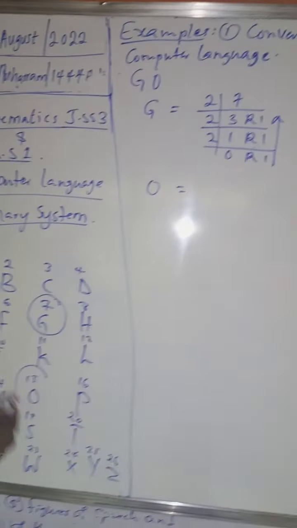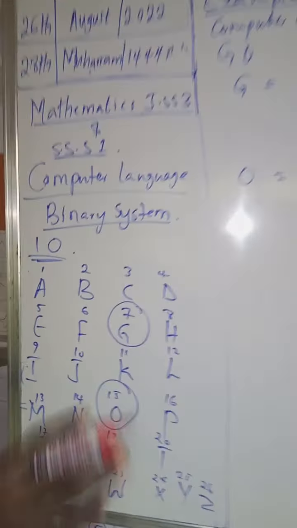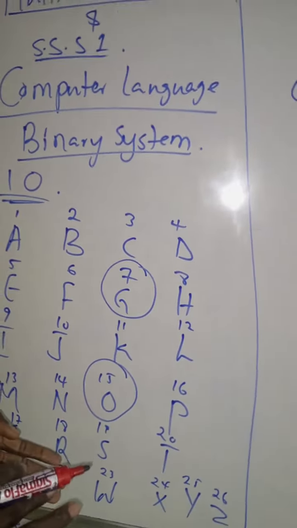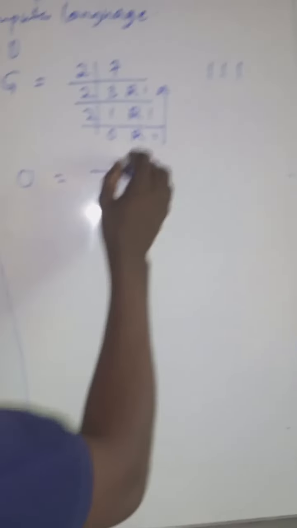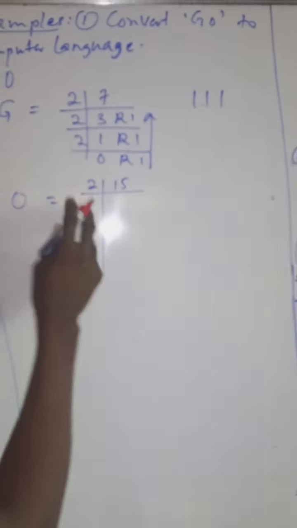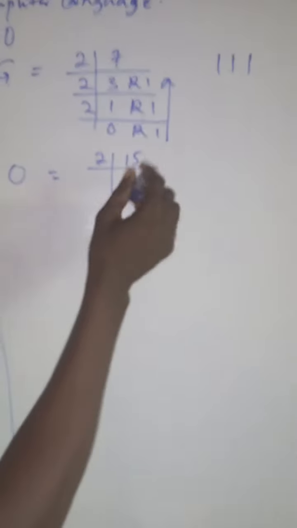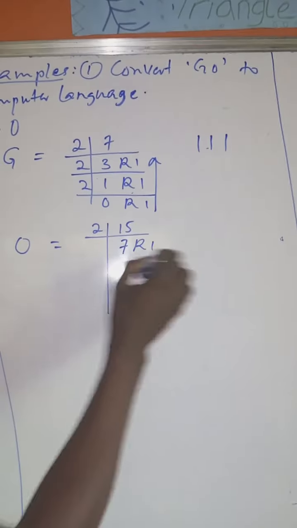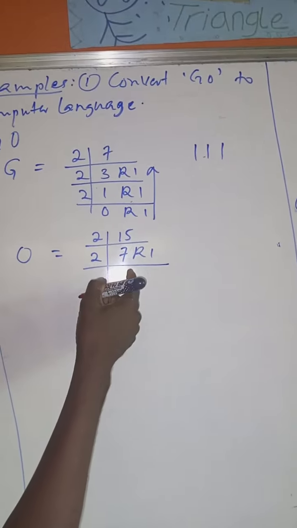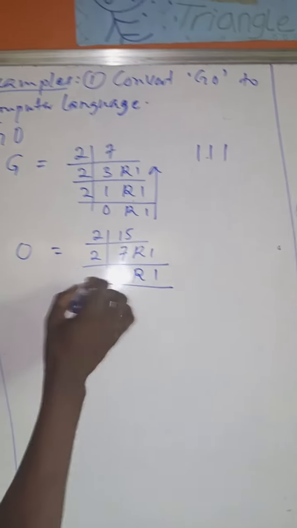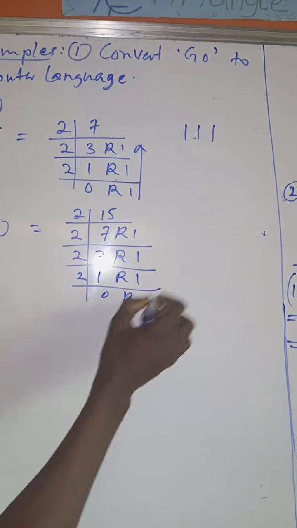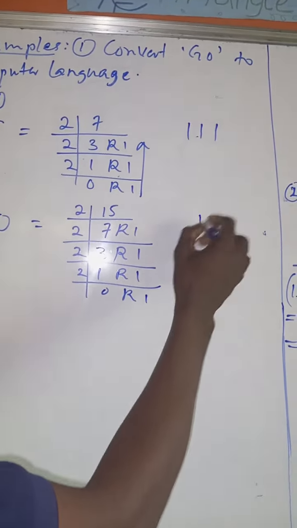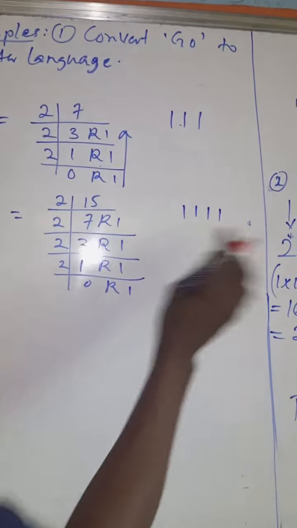Now let me look for O. The difference between O and 0 is that 0 is for mathematics, while O is for English. O is 15. I'll convert 15 to binary. 15 divided by 2 is 7 remainder 1. Then 3 remainder 1, then 1 remainder 1, then 0 remainder 1. So this one in binary is 1, 1, 1, 1 in 4 places.